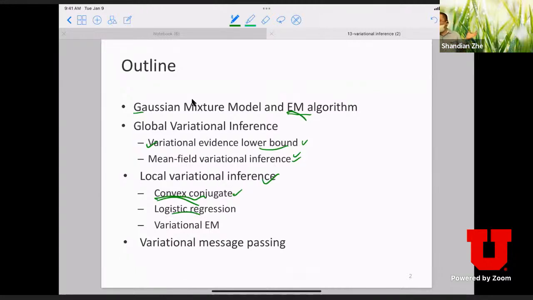Previously we have done a few practices in our homeworks to learn the idea of convex conjugate and how to derive it. So now we'll see why it's useful, how it is applied in practical variational inference algorithms, and then we'll introduce the variational EM algorithm. You can view it as putting some variational approximation in the EM framework. And finally, we'll introduce variational message passing. You can view it as a graphical illustration of applying variational inference on a graphical model. Okay, so this is a basic outline to give you some sense.